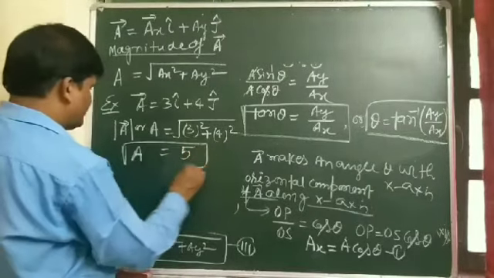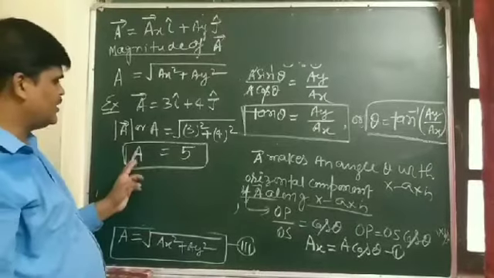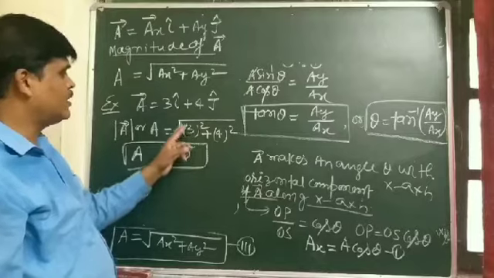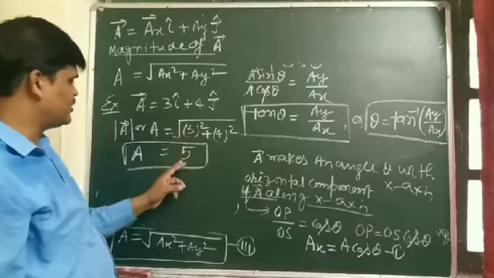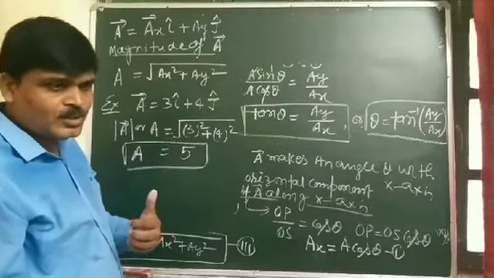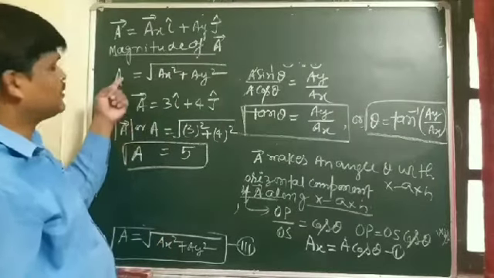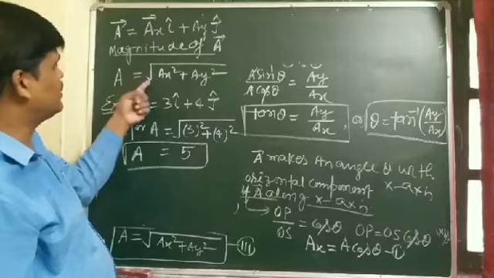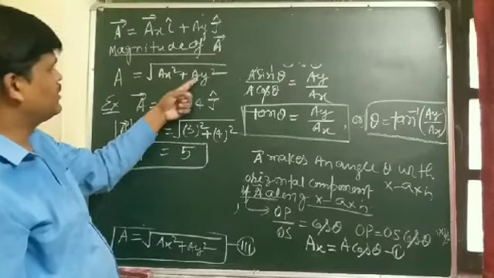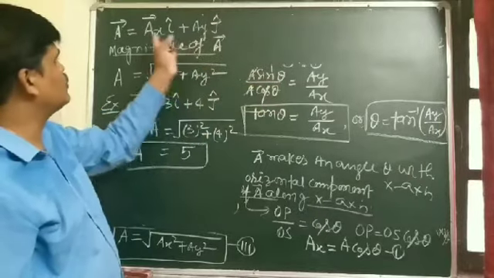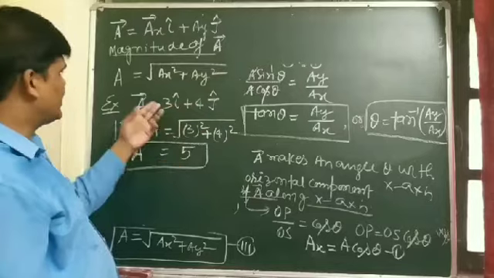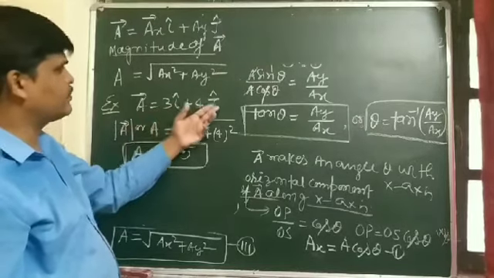So the magnitude of vector A, or mod vector A, is equal to root of 9 plus 16, which is root 25, and root 25 comes out to be 5. So if any vector is given, its absolute value, its magnitude, you only have to write under root Ax square plus Ay square, or with the z axis also, Ax square plus Ay square plus Az square. For example, 3i plus 4j plus 3k.